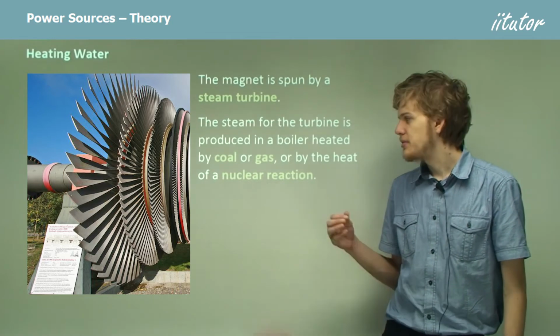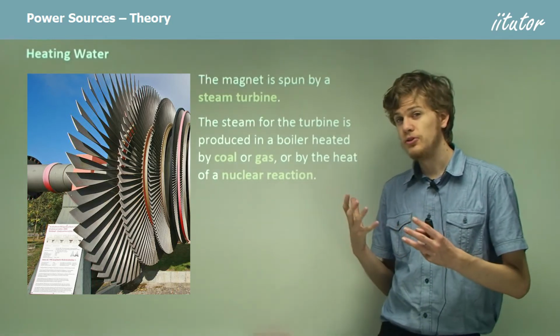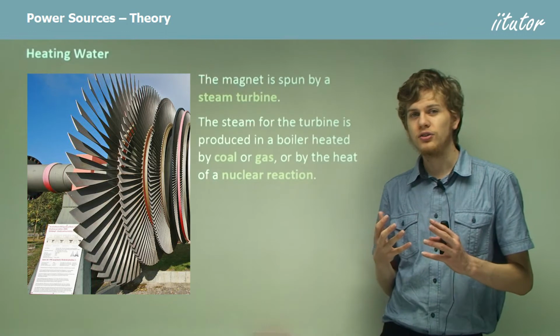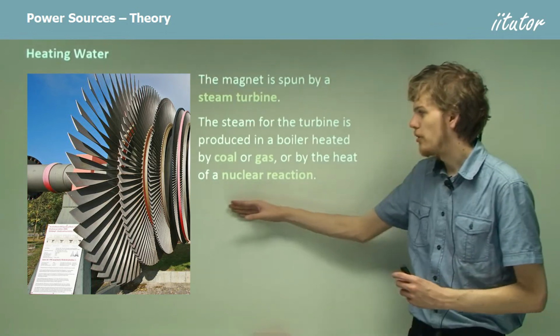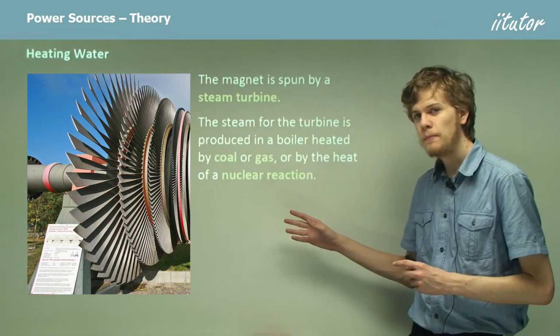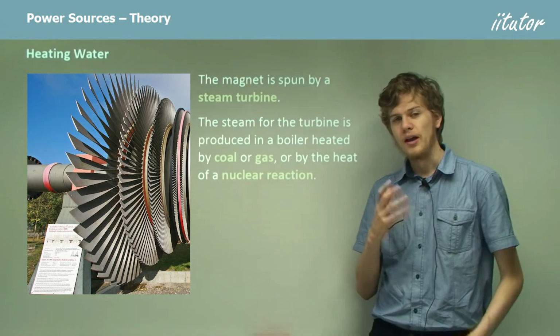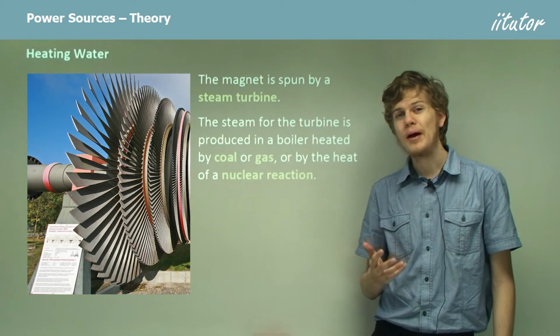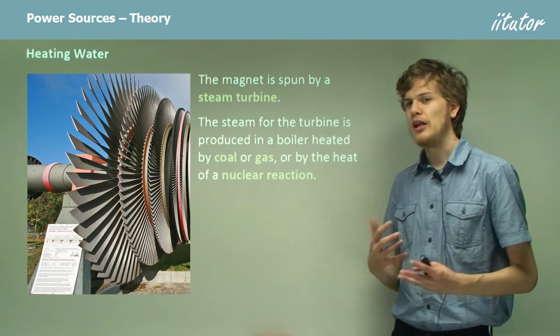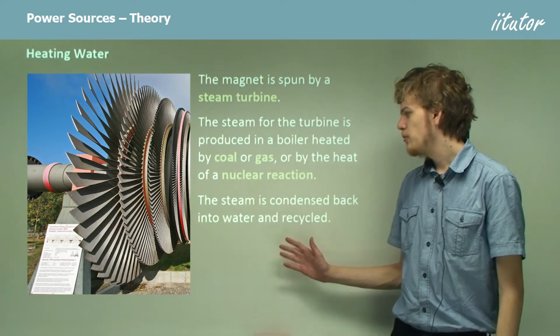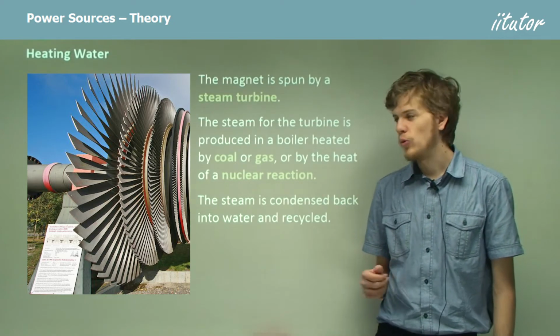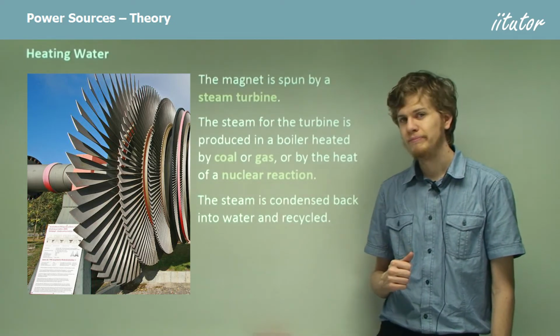So what will happen is that the steam produced, which will be moving very fast as it's produced, is blown through a turbine, looking much like this one. And as it blows across the blades, the turbine begins to spin. And the spinning is, of course, what turns the magnet. And the magnet produces electricity. So the steam is condensed back into water and recycled once it's been used to turn the turbine.